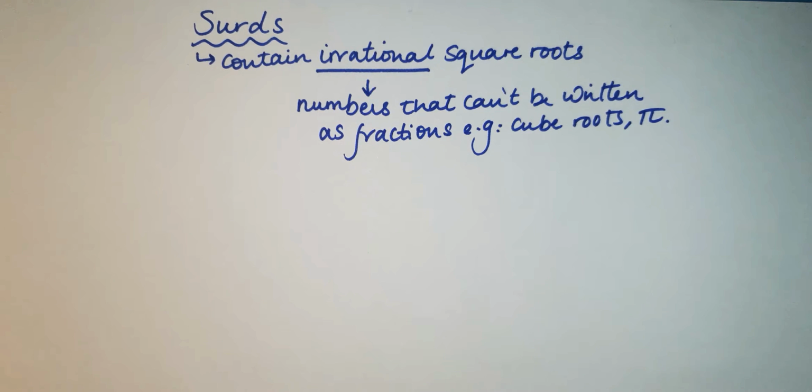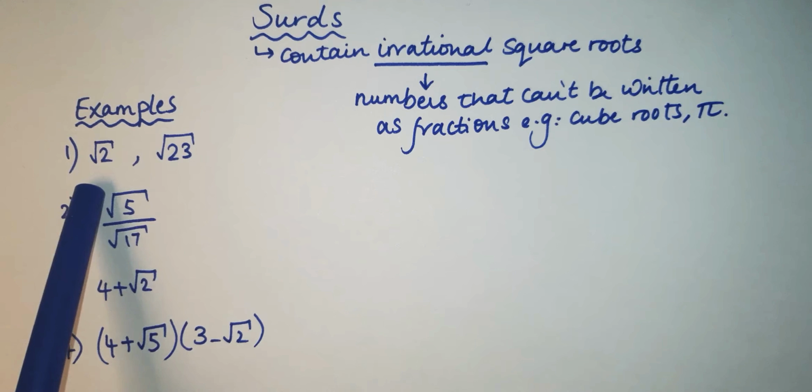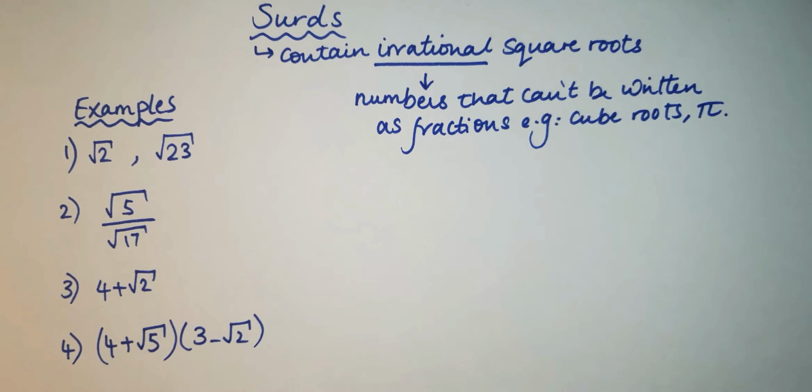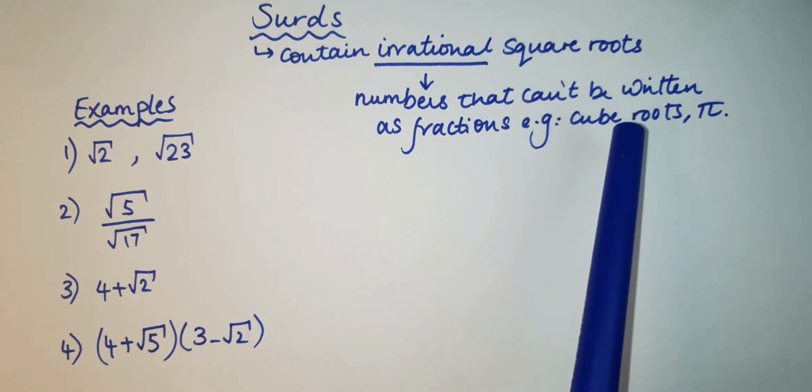Now I'm just going to give you examples of what kinds of surds can come up, what surds actually look like, and then we can look at what are not surds. So here are some examples. Root 2 and root 23 are surds, and those are just irrational square roots.